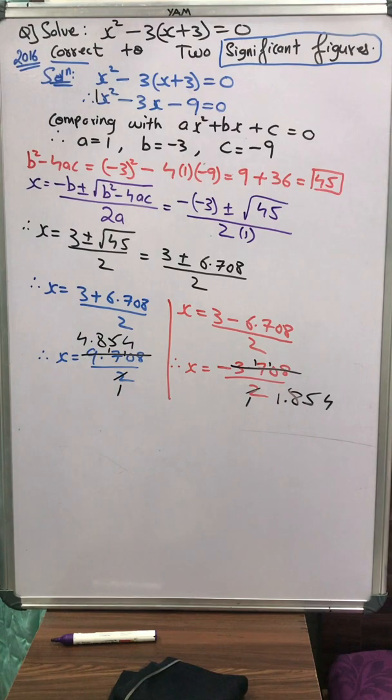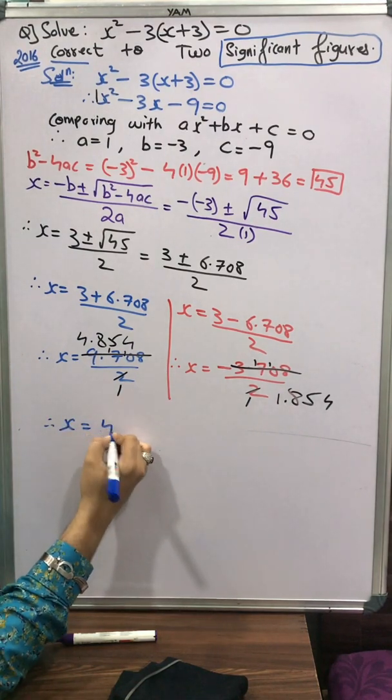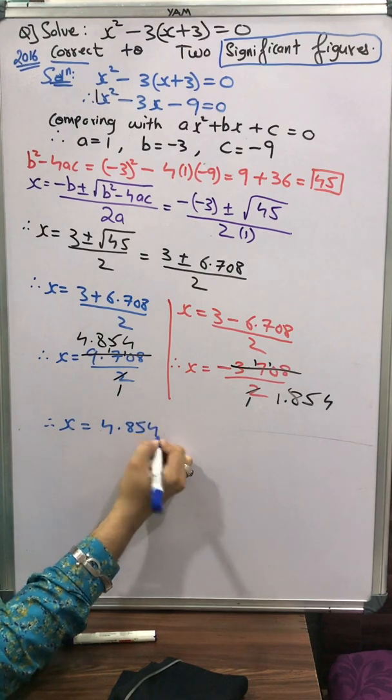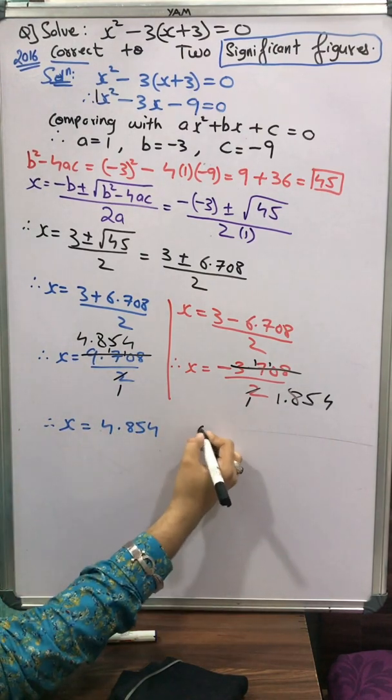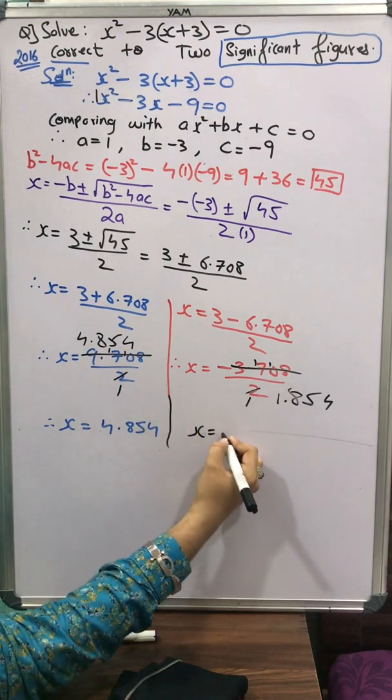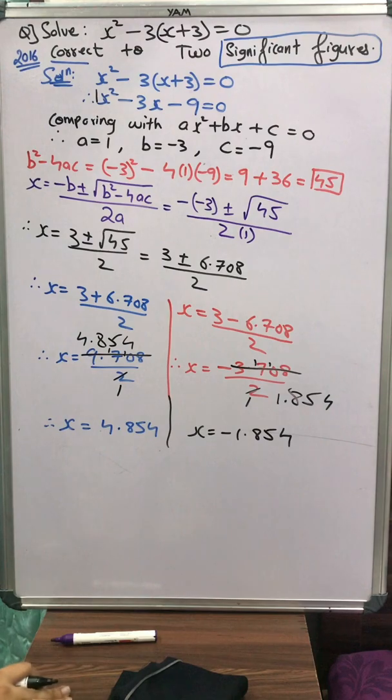Okay. So now let's write the answer. Therefore, x is equal to plus 4.854 over here. And on the right hand side, x will be equal to minus 1.854. Now students, will this be called as my final answer? No students, not at all, not at all.